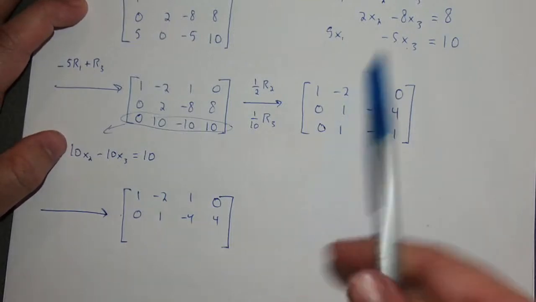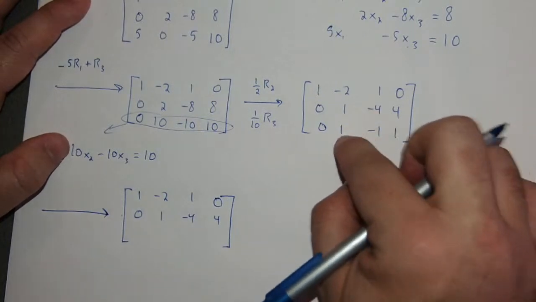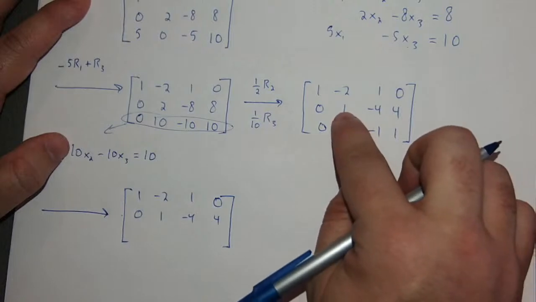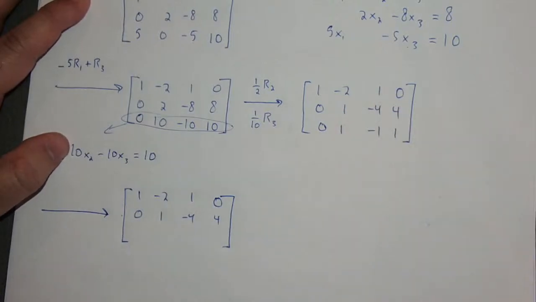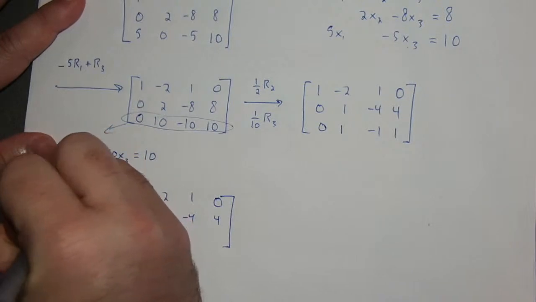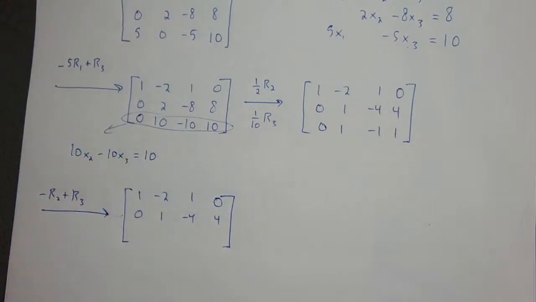Let's replace the third row. So let's zero this thing out. In order to zero this entry out, I would multiply row 2 by minus 1 and add it to row 3. So minus 1 times row 2 plus row 3, with the understanding that row 3 is the thing being replaced here.